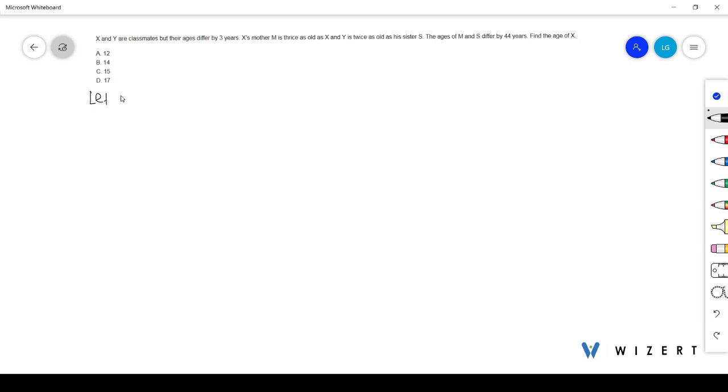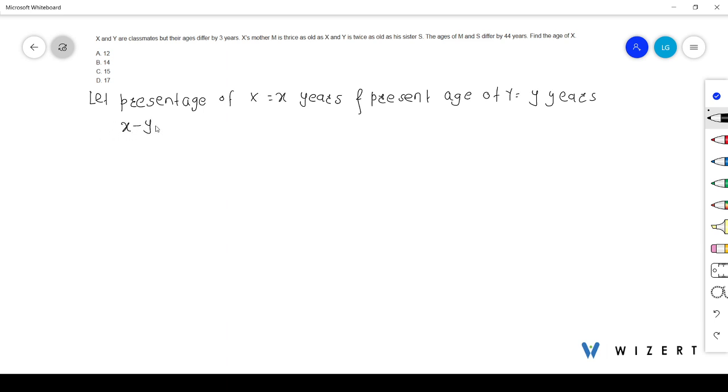Let the present age of X be x years and the present age of Y be y years. So from the given, as their ages differ by 3, x minus y is 3. This is from the given, equation number 1.